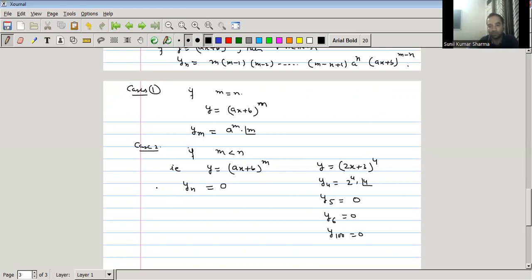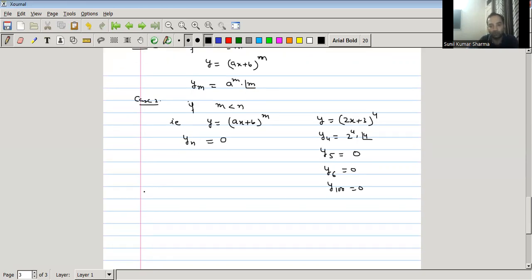I hope this point is clear to all of you. Now come to case number 3. Can you tell me what is case number 3? Yes, anyone? If m is greater, very good. If m is greater than n, so y is equal to (ax plus b) to the power m, then you have to find yn.